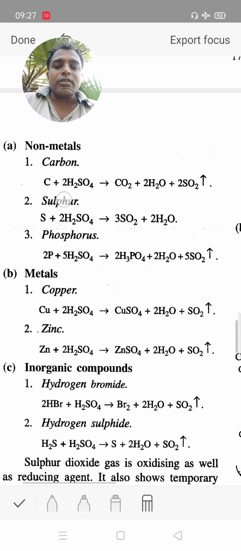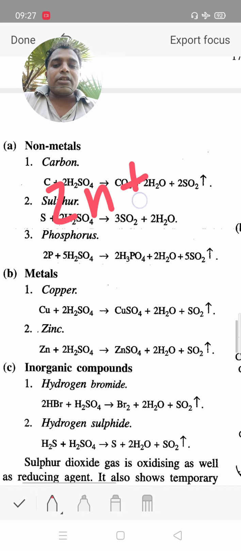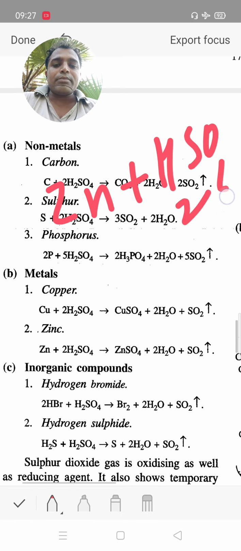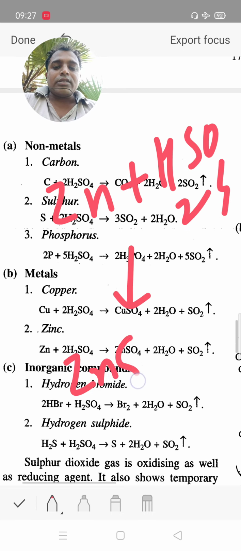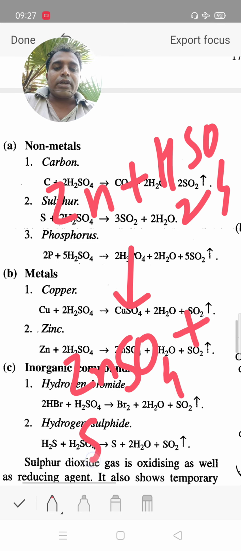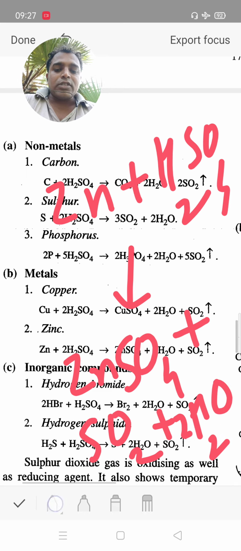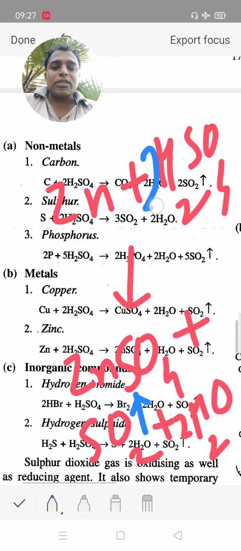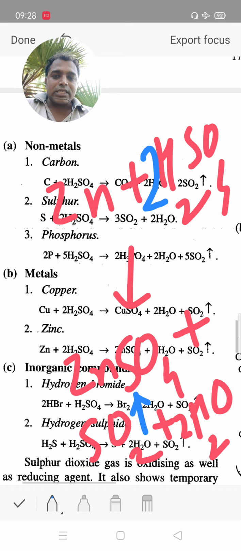Same kind of another reaction: zinc reacts with 2 times sulfuric acid, and we get zinc sulfate, sulfur dioxide and 2 times water. Also evolution of sulfur dioxide. In this, the reactant has 2 times sulfuric acid, H2SO4. When zinc reacts with 2 times sulfuric acid, it gives zinc sulfate and evolution of sulfur dioxide. This is a metal reacting with sulfuric acid.